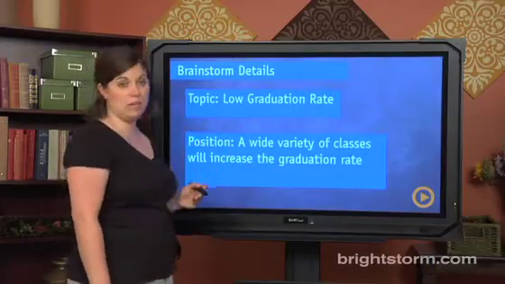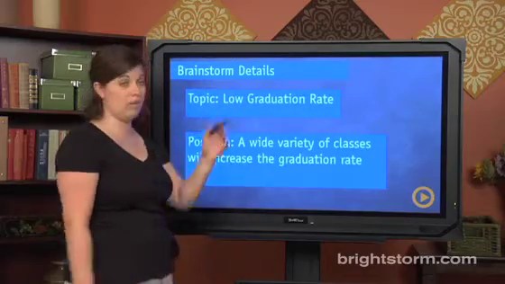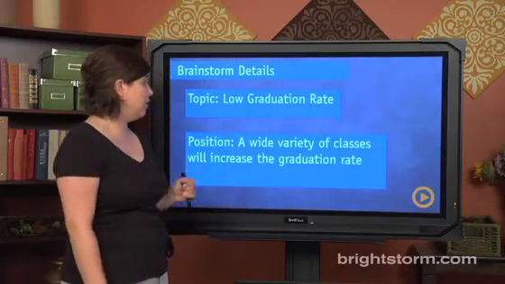All right, so the first thing you want to do is figure out the topic. We underlined that when we attacked the prompt, and it's the low graduation rate in America. So we've got low graduation rate.